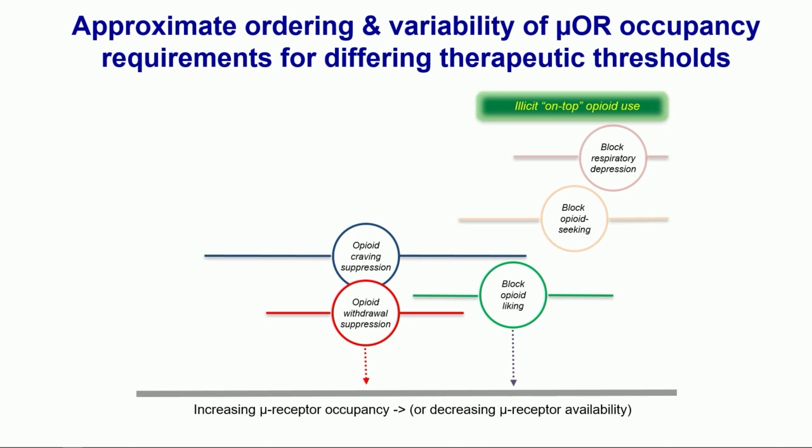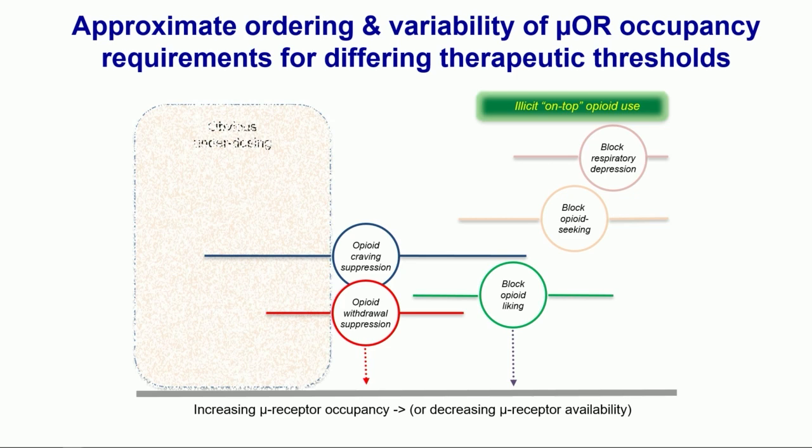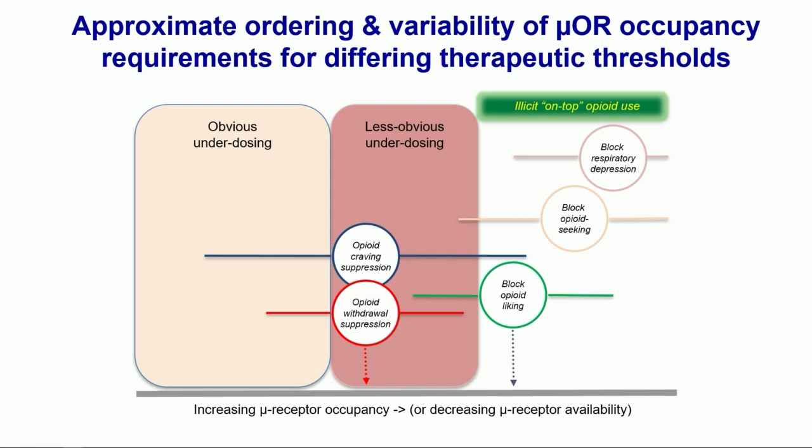So what are some of the implications here? Well, obviously, if we're not even covering any of these endpoints, then clearly that's underdosing. A less obvious instance of underdosing is if you're only suppressing craving and withdrawal, but somebody's still using on top, you're still underdosing.